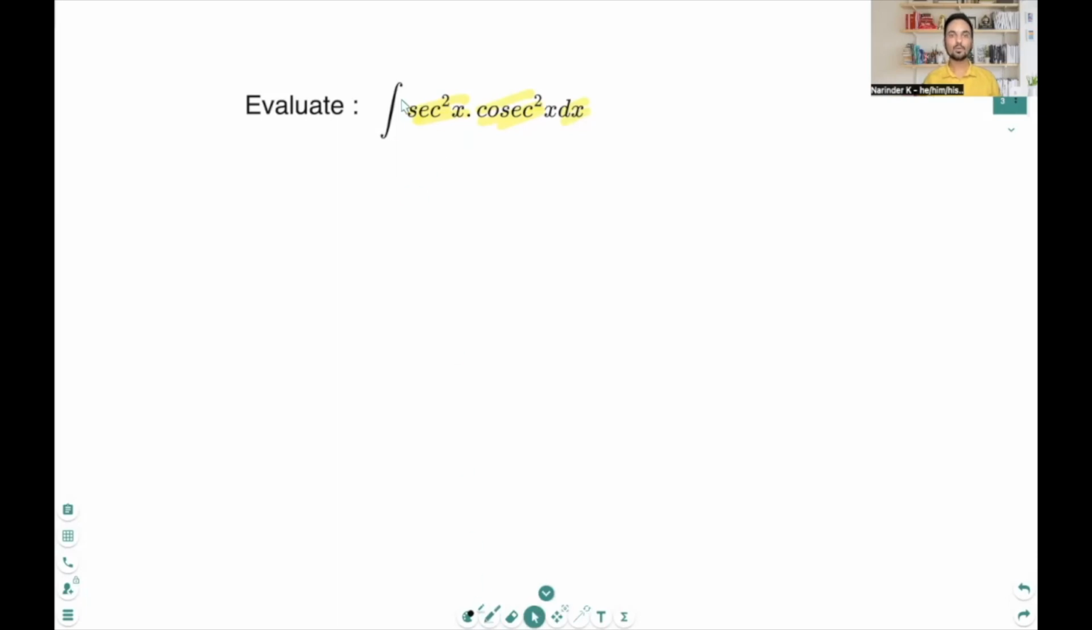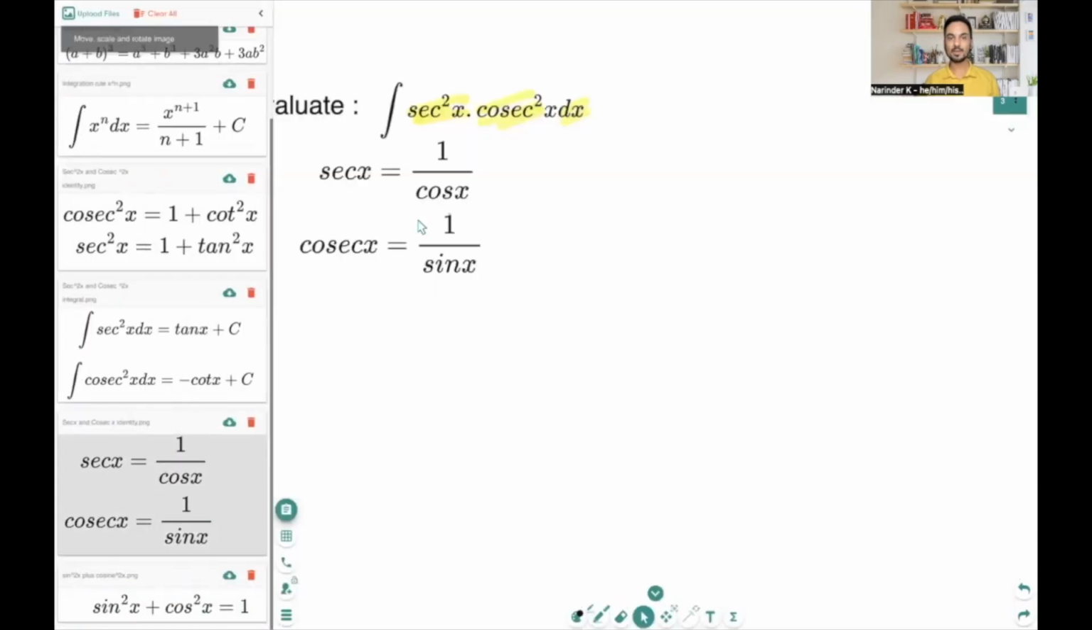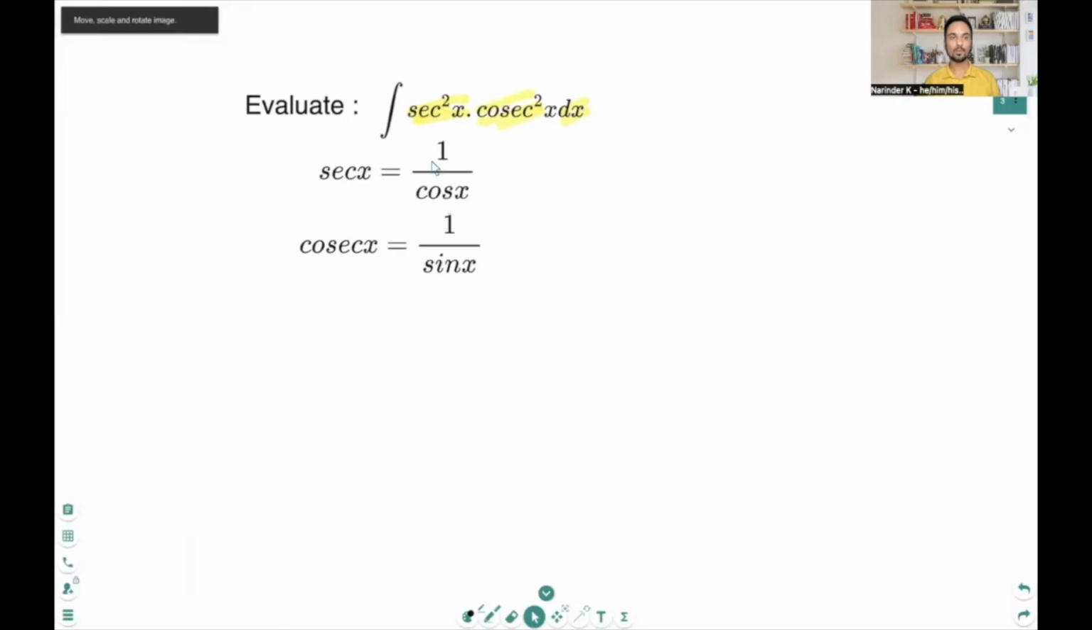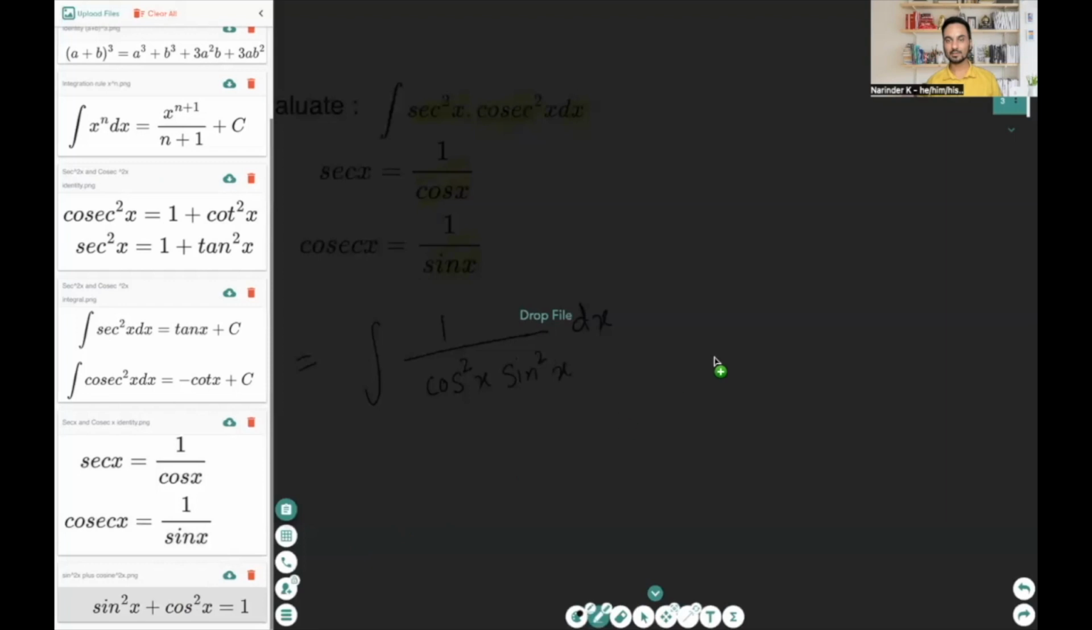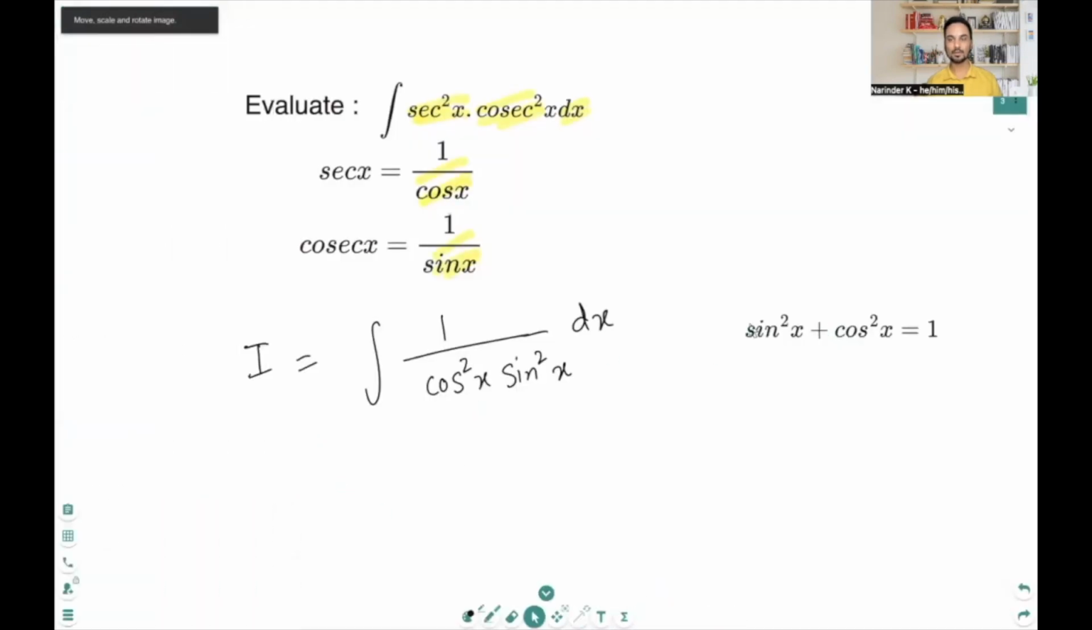In the first step, we will write sec and cosec in terms of cos and sin. We know that secx can be written as 1 over cosx and cosecx can be written as 1 over sinx. So the integral can be written as 1 over cos²x times 1 over sin²x, or we can say 1 over cos²x times sin²x. We also know that sin²x plus cos²x is 1.